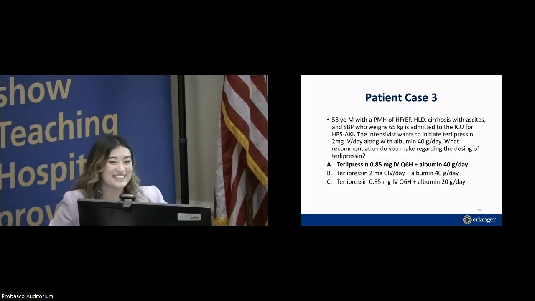Again, the answer is currently highlighted for you, but I want to note that terlipressin 0.85 milligrams IV Q6 is what is currently recommended in FDA guidelines, which is why A is the correct answer. B, in patients who received terlipressin via continuous IV administration, was demonstrated to have increased mortality rates at 90 days. And lastly, C is an incorrect answer because the patients who received albumin in the study examining terlipressin for our US patients, CONFIRM, had a median of 40 grams per day over the 20 grams per day of albumin.